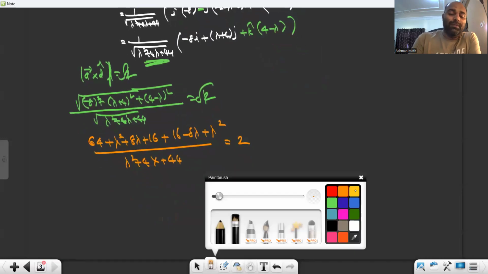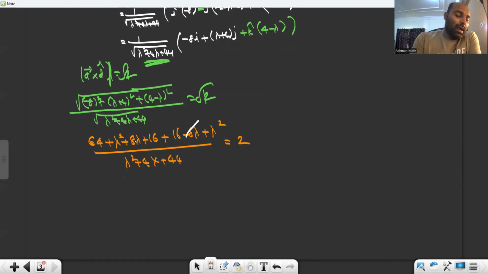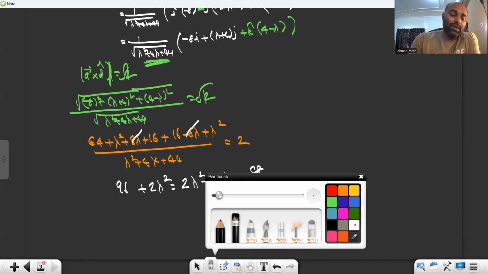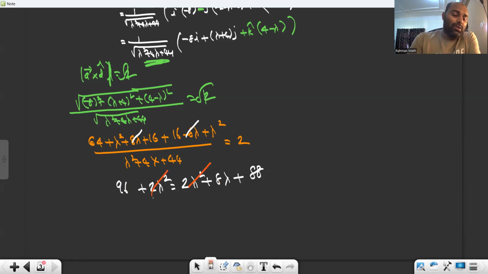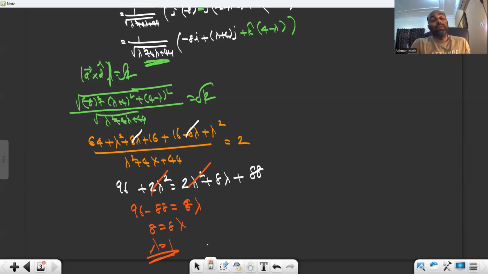Simplify, you'll get the value of lambda. 8 lambda cancelled. 64 plus 16 plus 16, that is 96, plus 2 lambda square. When you transpose, 2 lambda square plus 8 lambda plus 88. Now, next cancellation: 2 lambda square cancelled. 96 minus 88 equal to 8 lambda. 8 equal to 8 lambda. Lambda equal to 1. Don't forget, here magnitude is given, but in the previous one the dot product was given, because dot product is always a scalar quantity. So please be careful about this one. Anybody have a problem, let me know.